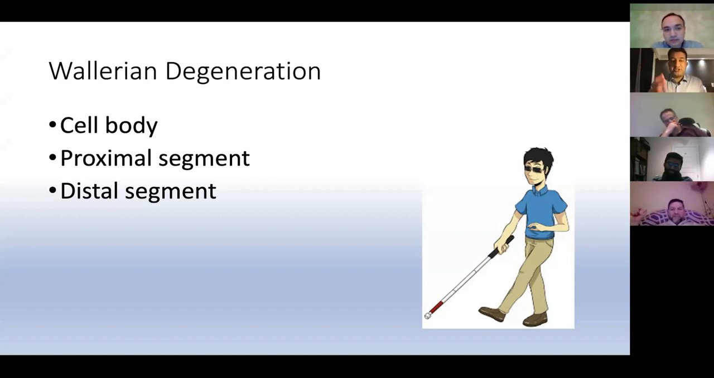And when that happens, you have to go in and intervene. So classically, Wallerian degeneration is a very predictable process. You typically get a latent period of about 2 to 6 weeks.